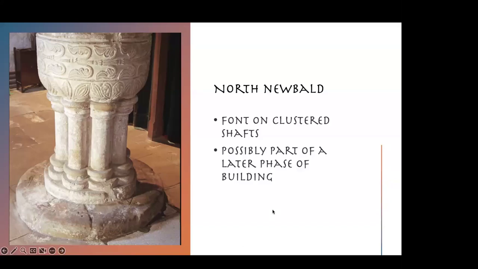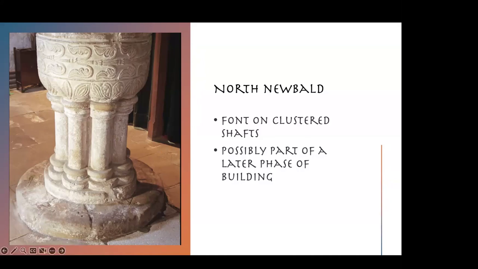Now, later fonts, almost certainly later, this is the font from North Newbold. It's thought that there were two phases of building at North Newbold, an earlier one and a later one, still in the 12th century. And this is probably associated with the later stage of building. These fonts on clustered shafts require not only a wide piece of stone, but a very tall one. This is all one piece of stone. There is no join. So it was probably the heaviest piece of stone that was taken to the church.